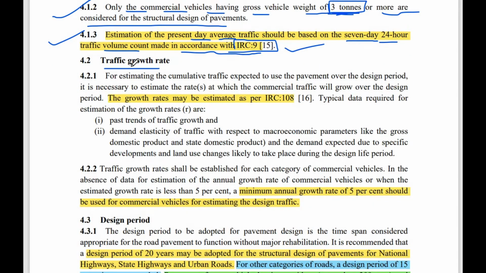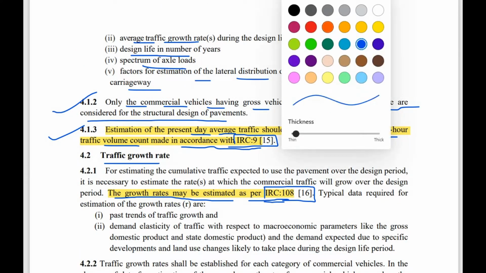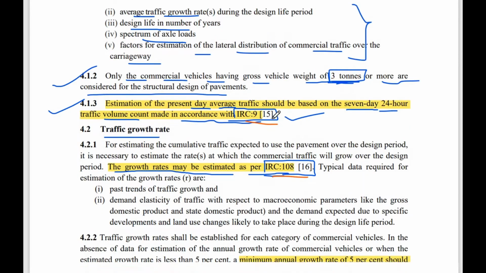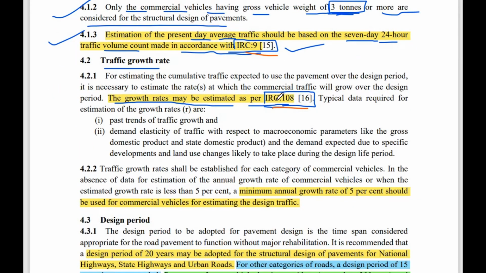The next input is traffic growth rate. For the traffic growth rate, they have mentioned that the growth rate may be estimated as per the IRC 108. This IRC 108 deals with the traffic growth estimation for the urban roads. I have also made a separate video on IRC 108. So the link for the IRC 9 as well as for IRC 108 is shown above. You can understand all the guidelines that they have mentioned with respect to these IRC codes.